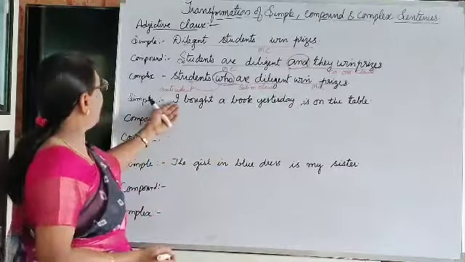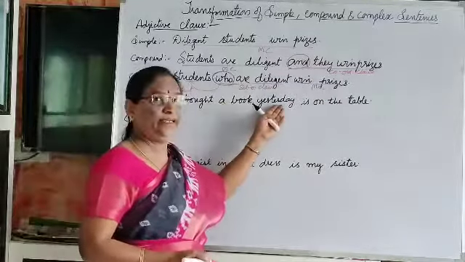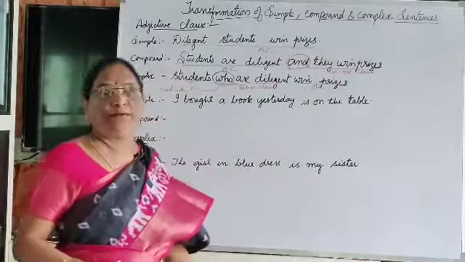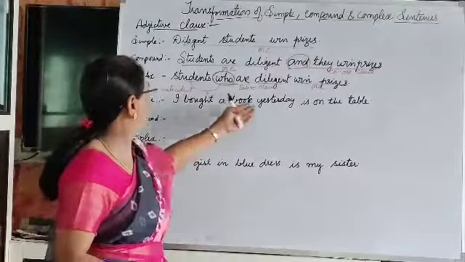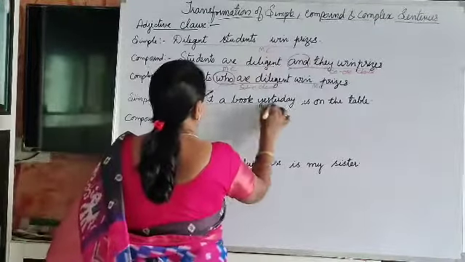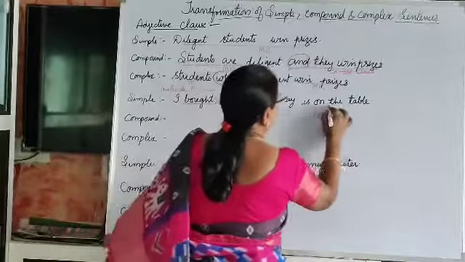Now, next is, I bought a book yesterday is on the table. Main clause. I bought a book yesterday is main clause. This is phrase.